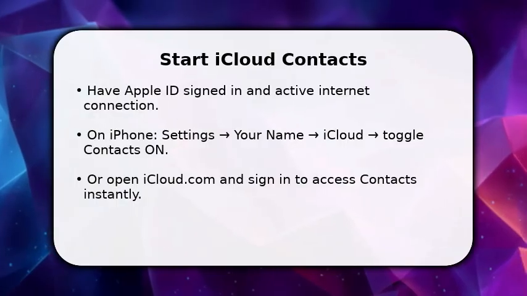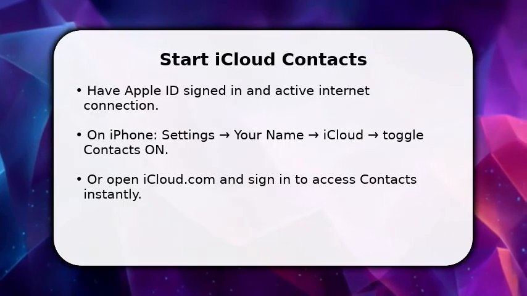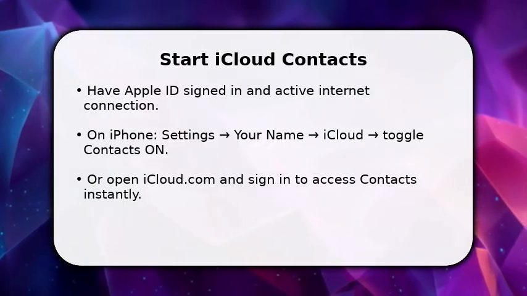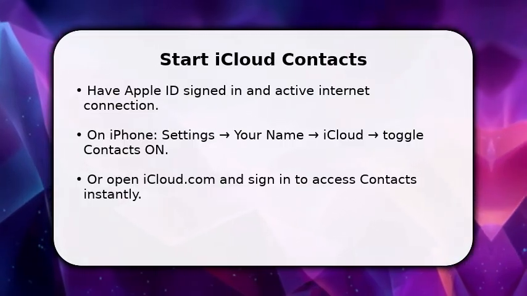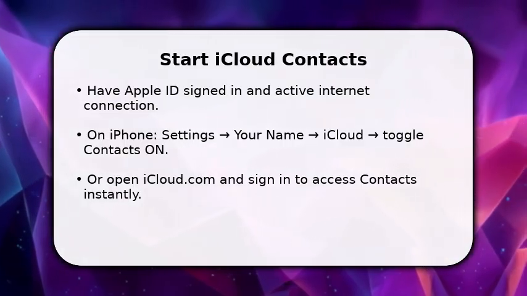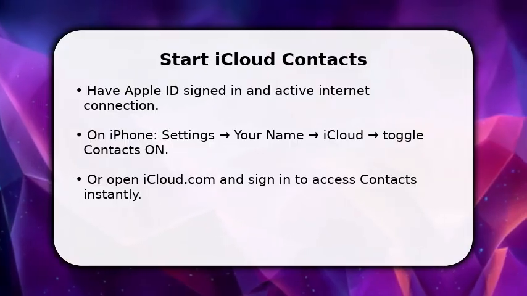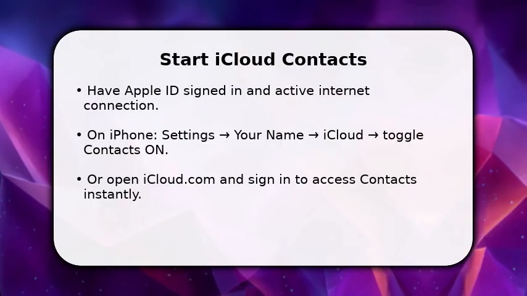You begin by confirming a functioning Apple ID and an internet connection. Once done, make sure contact syncing is enabled. On your iPhone, open Settings, tap your name, choose iCloud, and toggle Contacts on. This tells Apple to store and sync entries in the cloud.